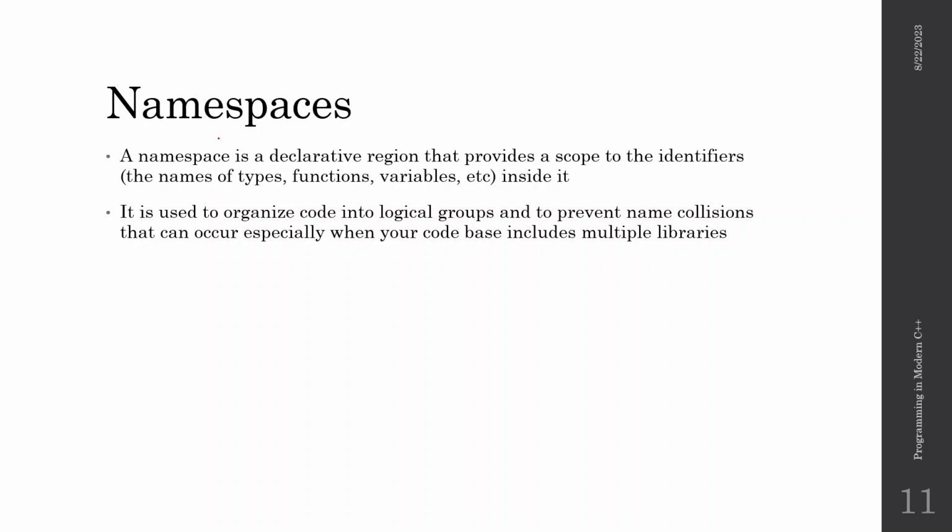Next, I'll go over namespaces. So a namespace is a declarative region that provides a scope to the identifiers inside it. So it is mainly used to organize the code into logical groups and prevent name collisions that can occur when you use multiple libraries. So one main problem in C language was that all the functions and variables were in the global scope. Okay, so let us say you have 3 or 4 libraries, and you include all of them.